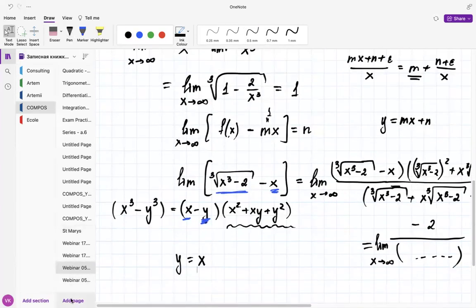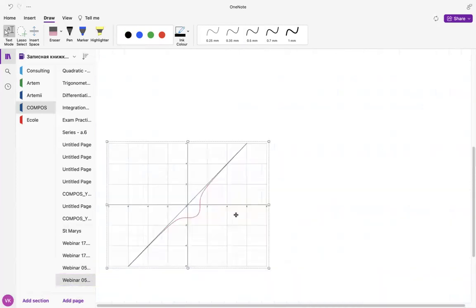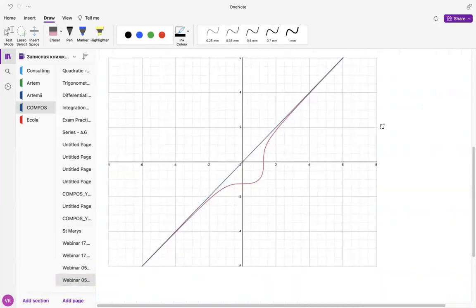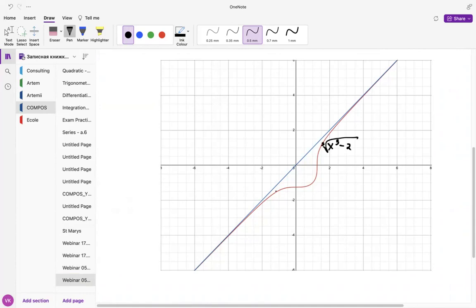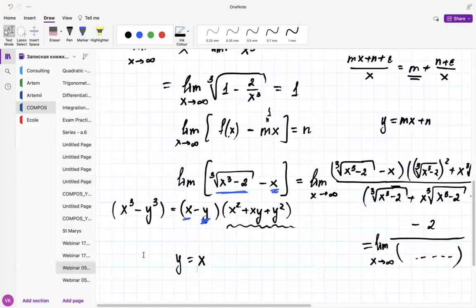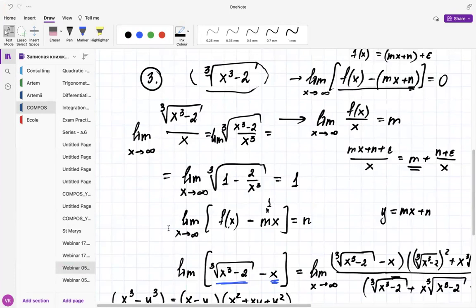Now, let me just show you the picture of this function, if you don't believe me. Here is how it behaves. This is the cube root of x cubed minus 2, the red one, and the blue one is just y equals x. It's kind of bewildering, but you can check. You can construct your own just to check how it works. Quite impressive. I find it impressive. You never know that such a function would even have some asymptote.